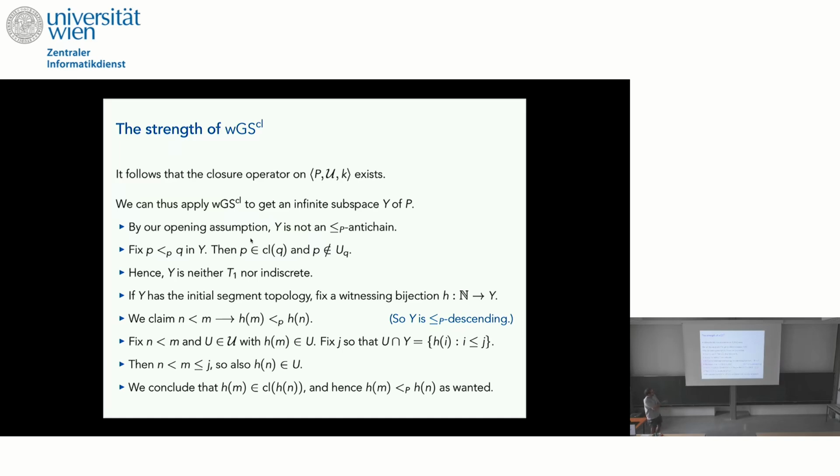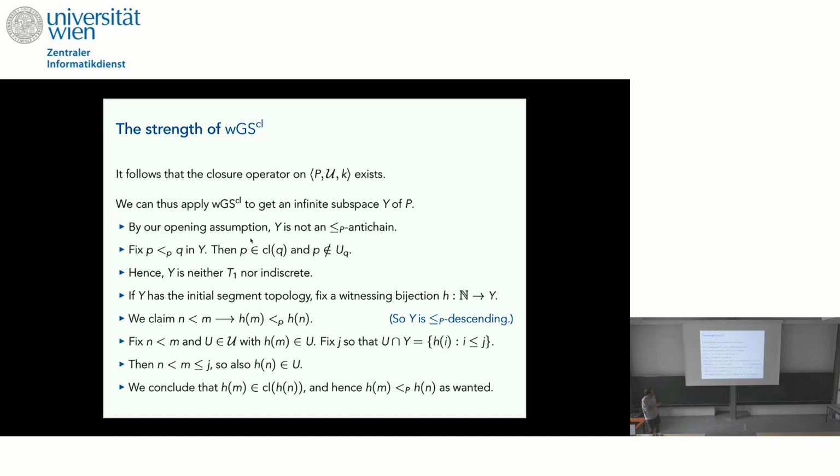So here's an open set U containing H(M), so it's some basic open set. And then, since this is the initial segment topology, there's some J so that U intersect Y is exactly the image of the numbers less than or equal to J under H. That's exactly what the initial segment topology tells us.